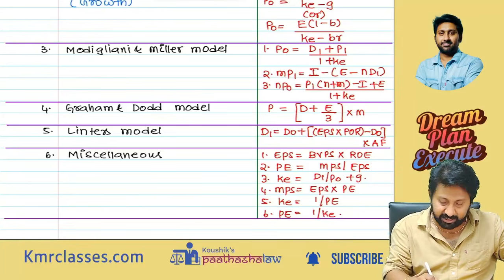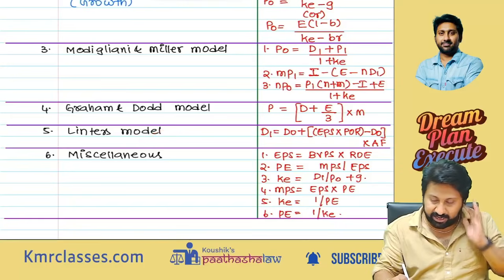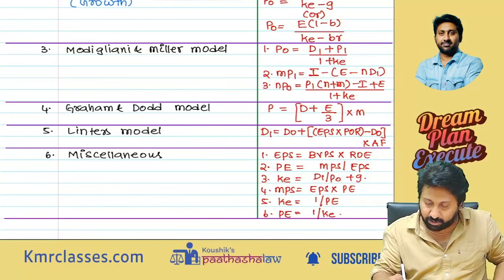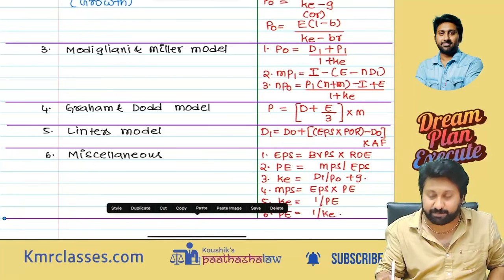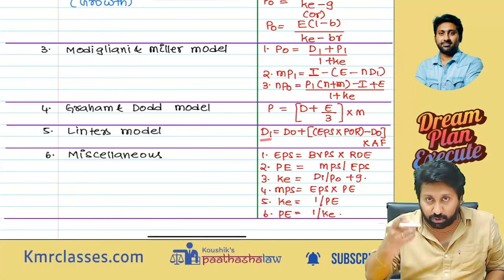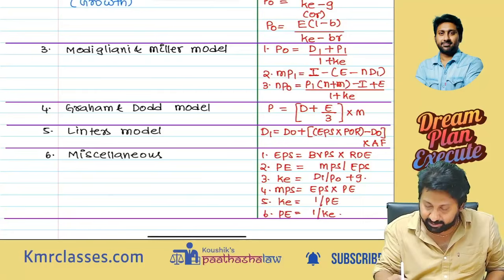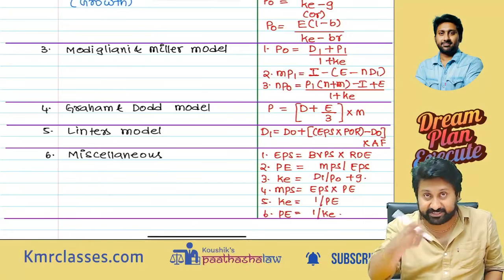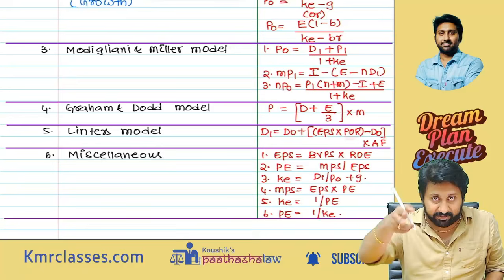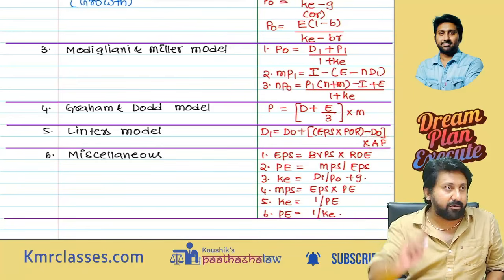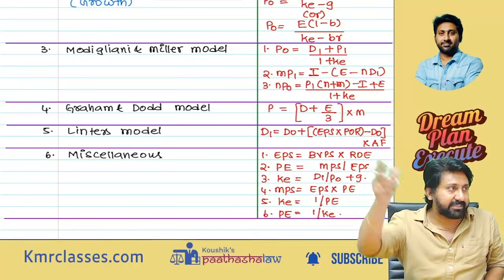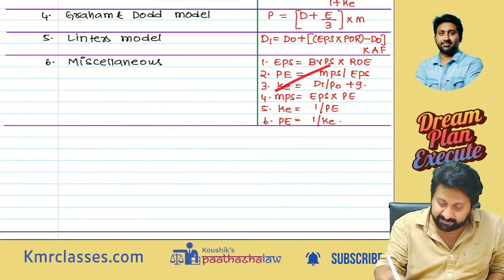Okay, next, Lintner's model. D1 equals D0 plus EPS into payout ratio minus D0, into adjustment factor. D1 is the dividend to be paid. D0 is already paid. EPS into payout ratio: how much ratio you are paying, minus the already paid dividend, into the adjustment factor they will give, some 10%, 40%, 50% like that. Miscellaneous, these are very important.